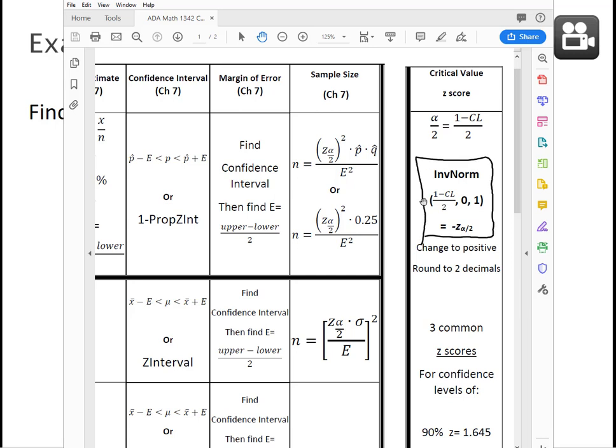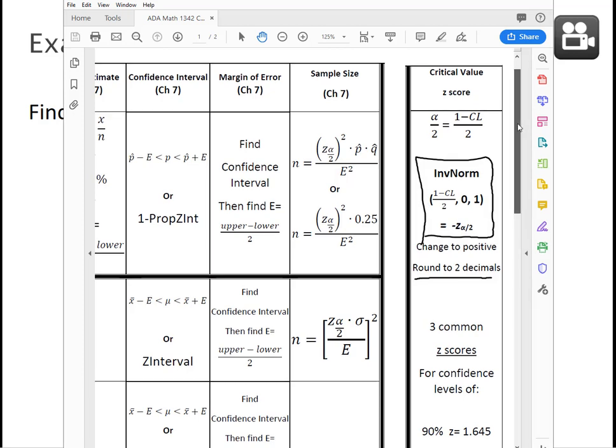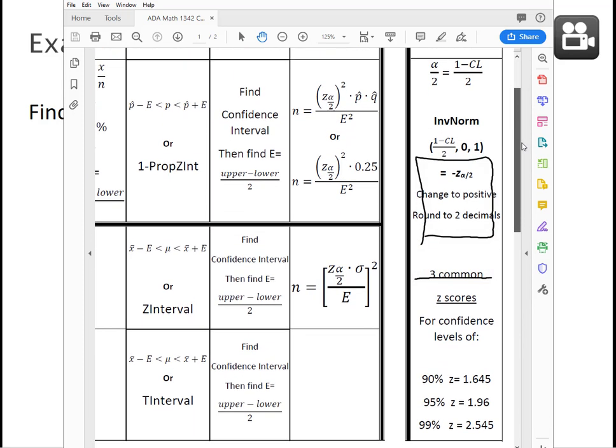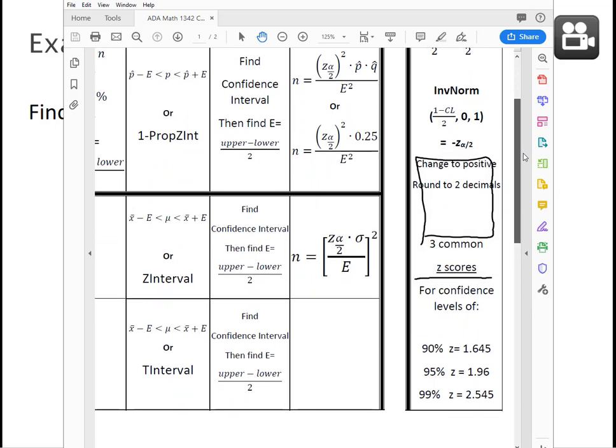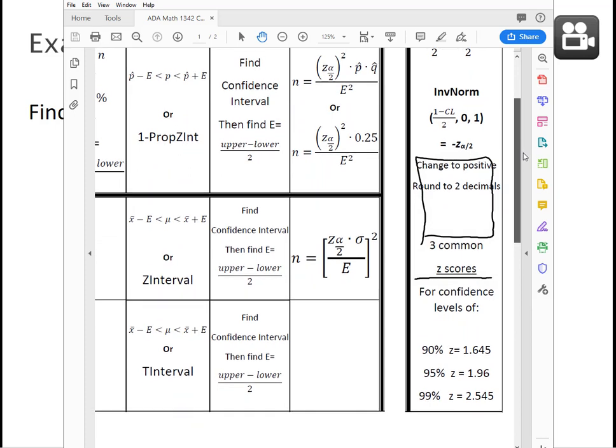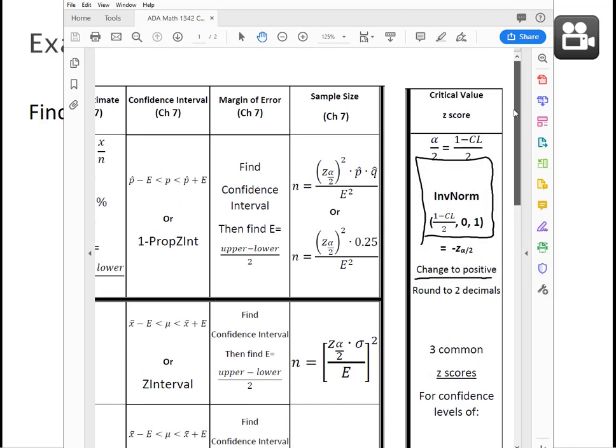and do inverse norm 1 minus my confidence level over 2 as my area. My mean will be 0 and my standard deviation will be 1. The only thing that my formula chart tells me to remember is to change that positive to a negative and round to 2 decimal places. Now, we were asked to find 95%. You might have noticed that 95% is in this formula chart given to you. We're still going to find it by hand just so you have some practice with that.